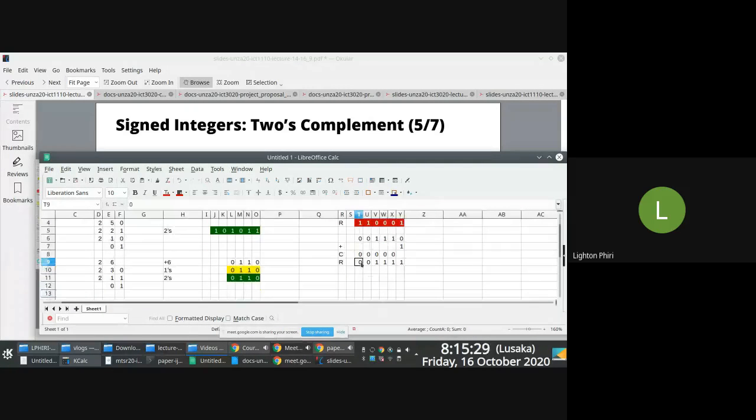So we have this number here now, right? What do we do next? We've flipped the bits, we've added 1. We convert this into decimal now. This is your ones place, twos place, fours place, eights place. So it would be 8 plus 4 is 12, plus 2 is 14, plus 1 is 15.